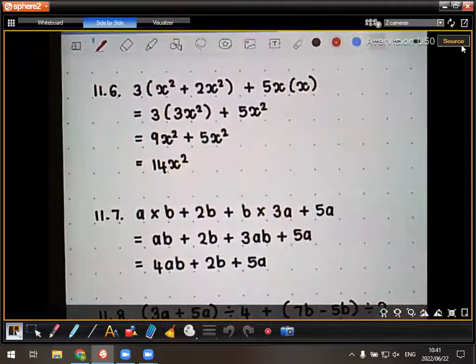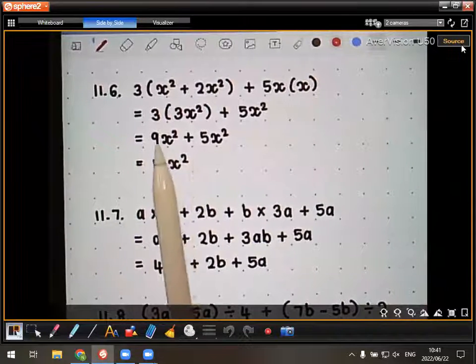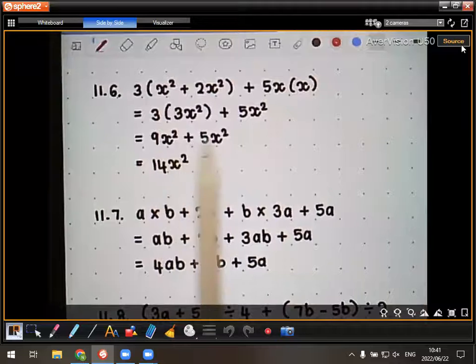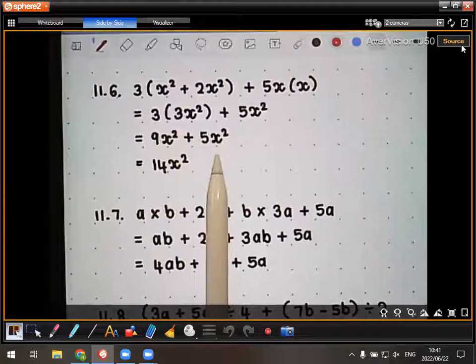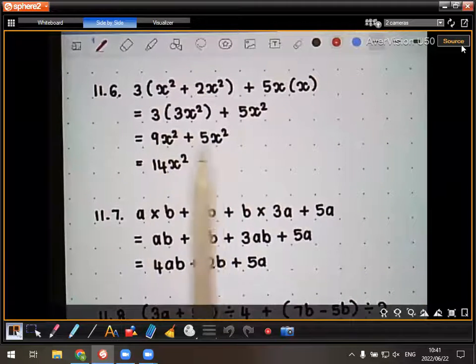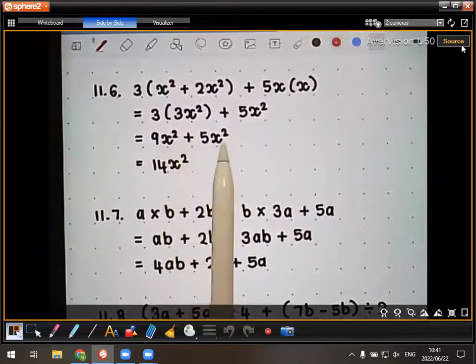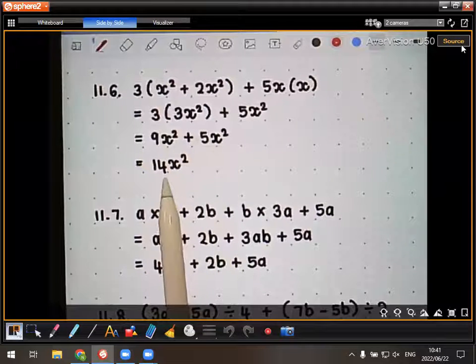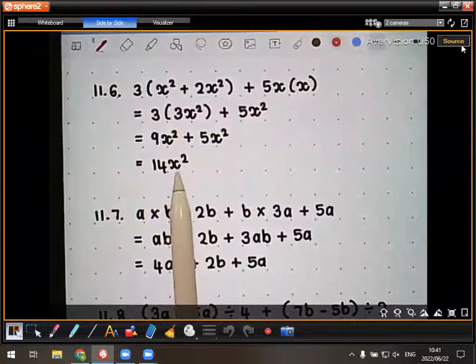Now, guys, now that I don't have any multiplication, I don't have any brackets left, it's just something plus something else, you need to ask yourself if they are like terms. 9x squared and 5x squared, are they like terms? Yes, hey, they're both x squared terms, so 9 plus 5 is 14.